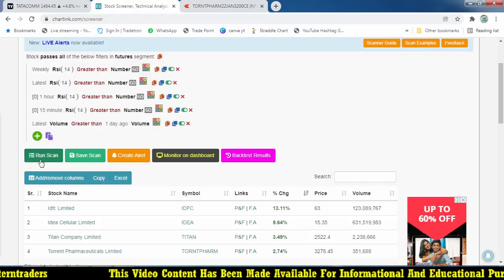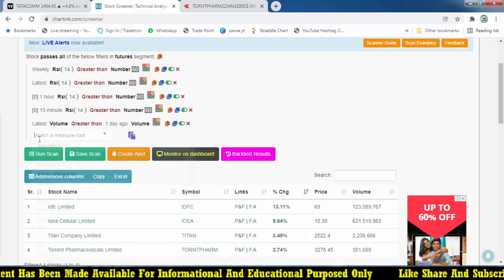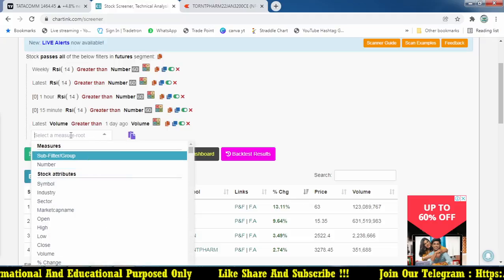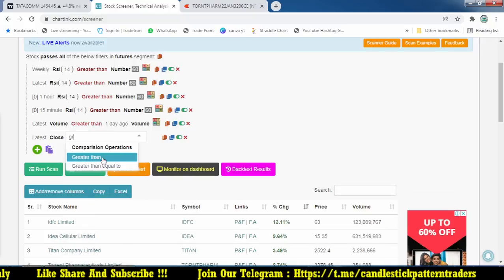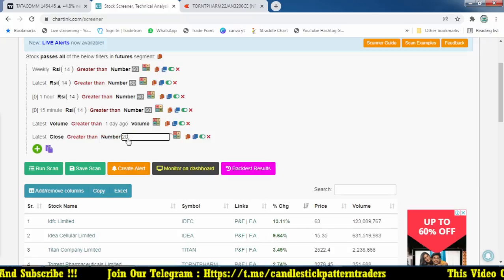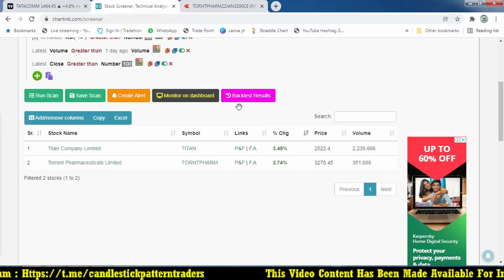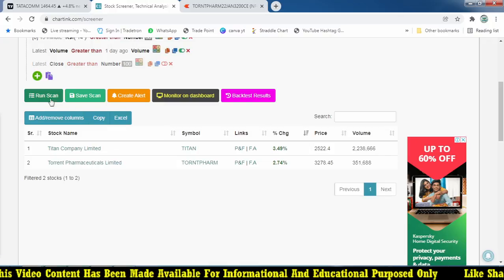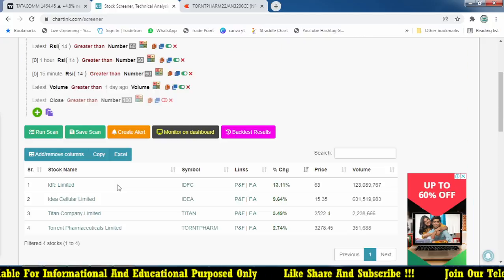And if I filter by the volume being more than, or the price value should be, if I add it. So for example, the latest close is greater than, you can use 100. So it will filter out the stocks which are only above 100. If you have done it, we got only Titan and Torrent Pharma. If I don't want this condition, I will remove it. So if you scan this, I will get 4 stocks today.